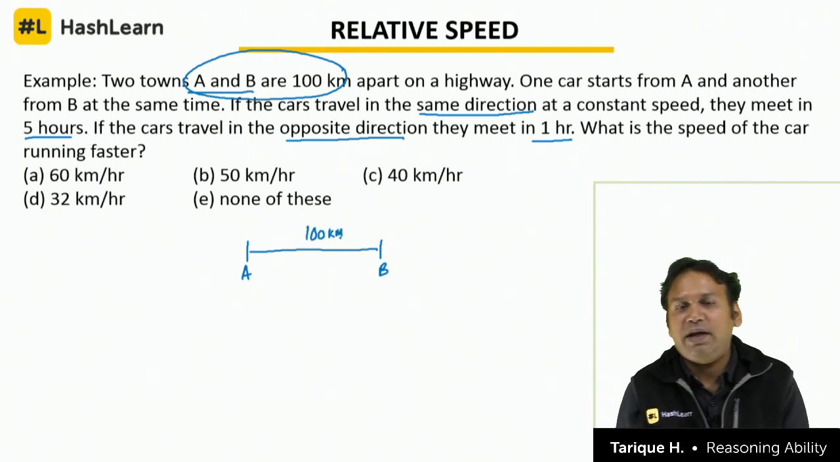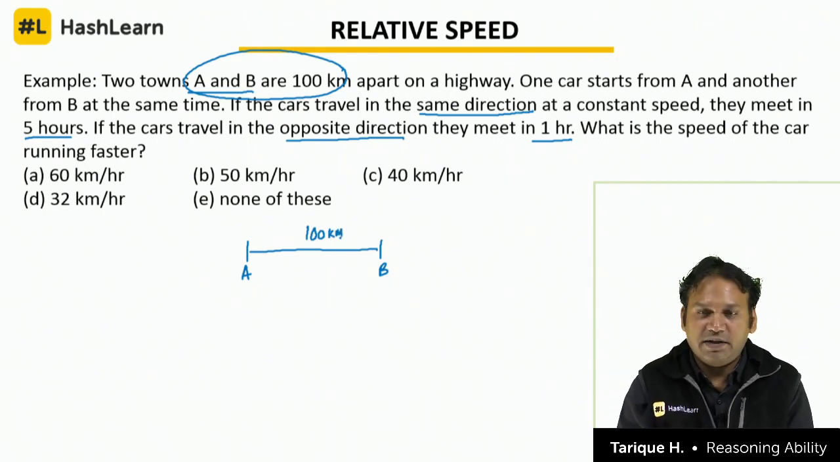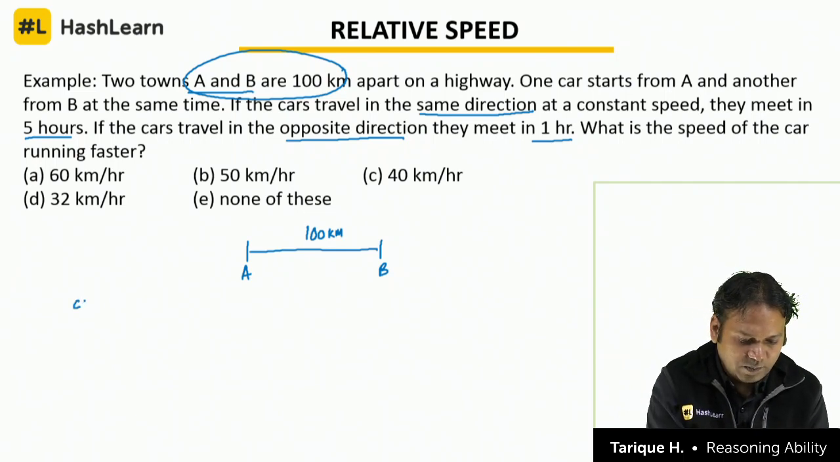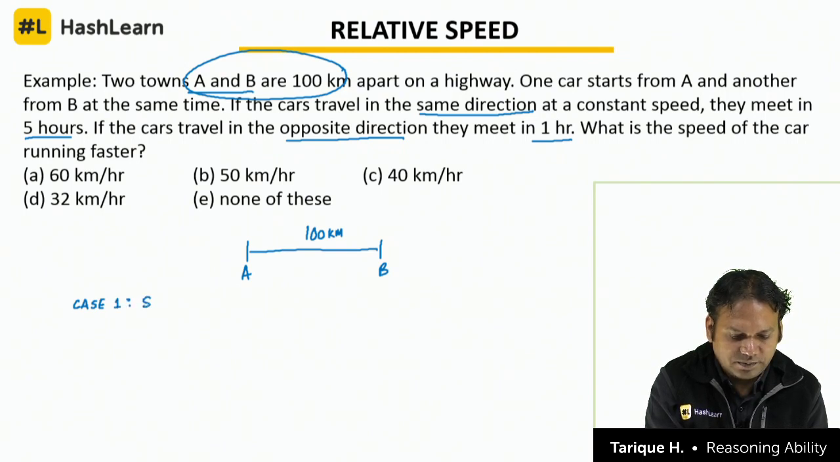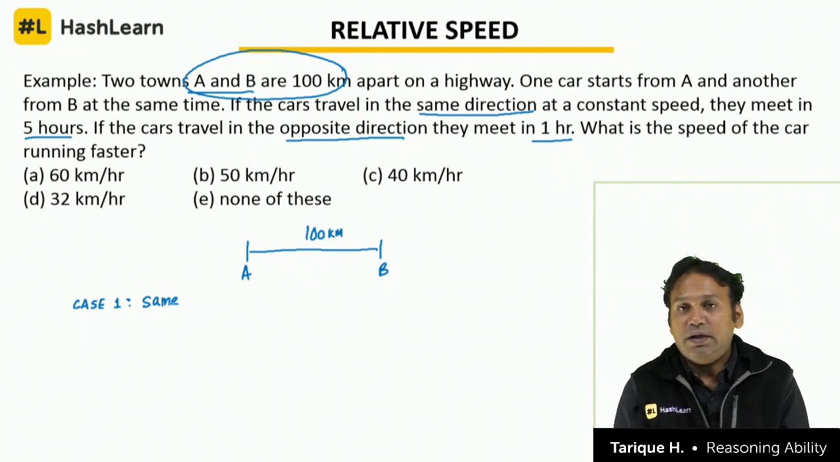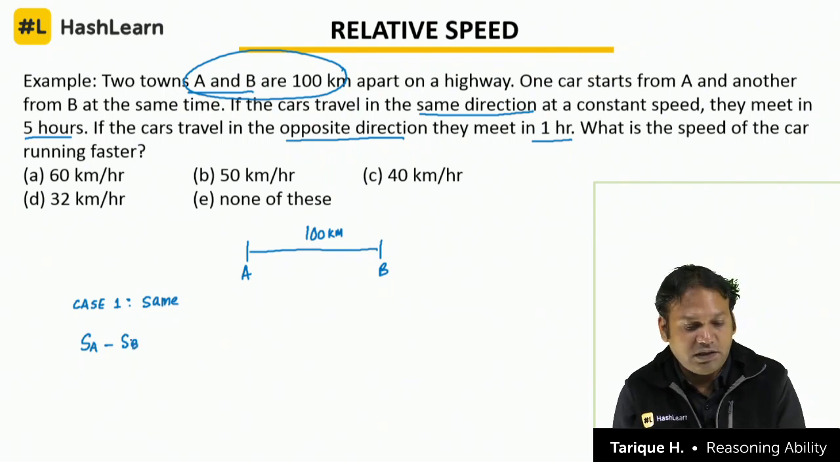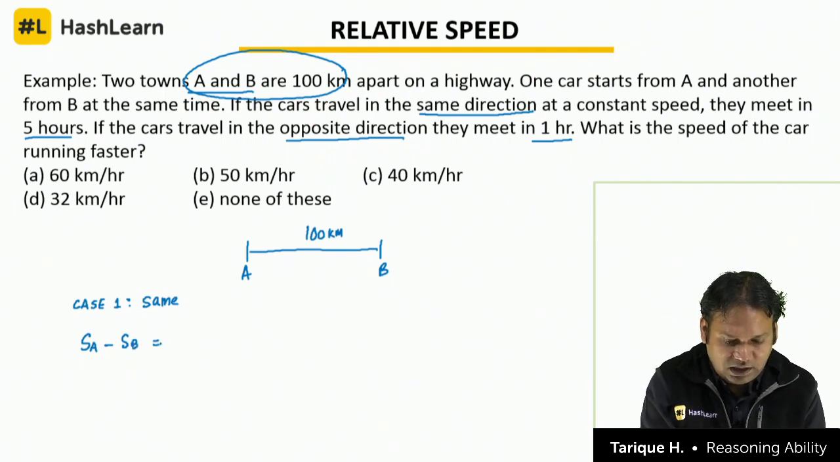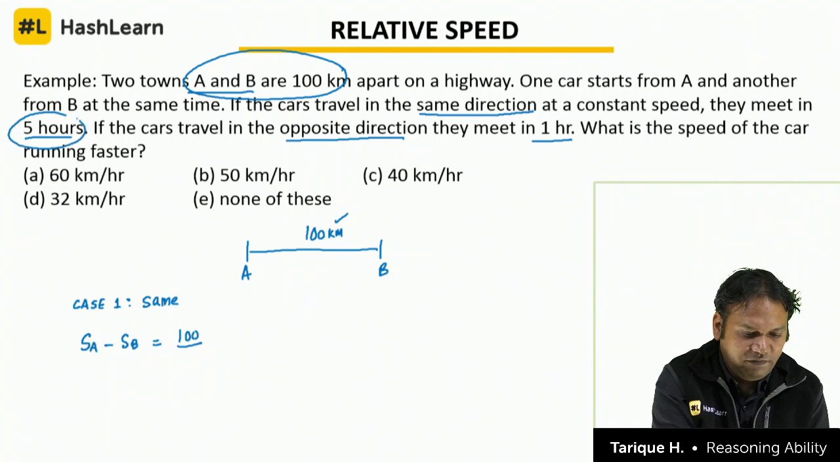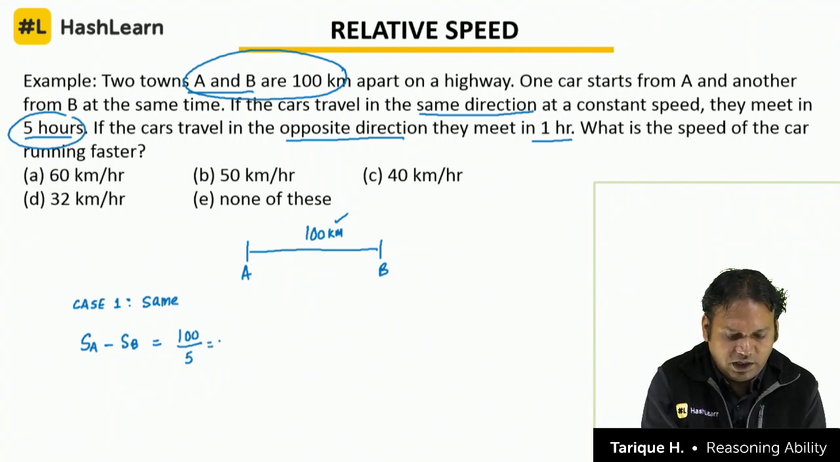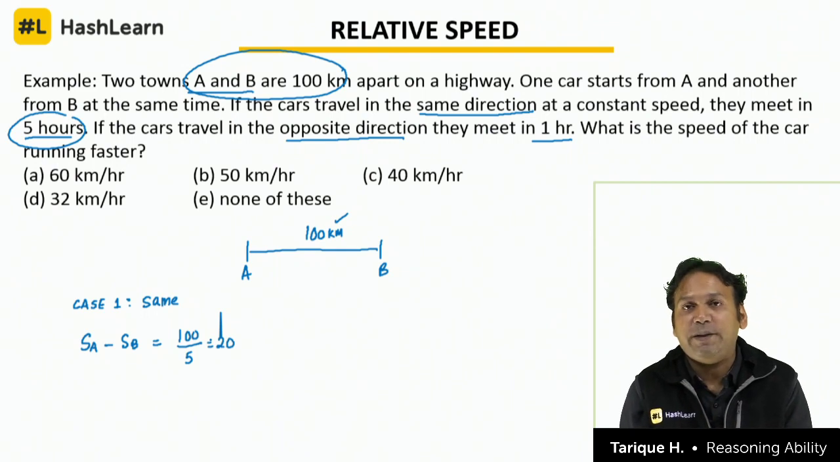Now one car starts from A, one from B, and if they travel in the same direction, so पहला केस यहाँ पे, case 1, when the cars are traveling in the same direction, distance is given to us, time is given to us, directly we can find out the speed. Speed of the first car, let it be SA, and speed of the second car be SB, A being the faster and B being the slower. Speed is equal to distance by time. What is our distance, 100, and how much time they have taken, 5 hours. So we get one equation, SA minus SB is 20.